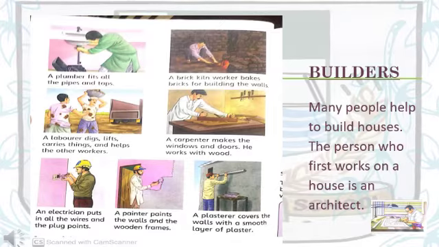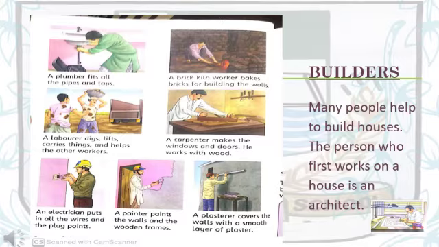Before all the other work begins, an architect designs the new house and draws pictures of it. The architect makes a plan which helps other workers to do their jobs. A plumber fits all the pipes and taps. A laborer digs, lifts, carries things and helps the other workers.